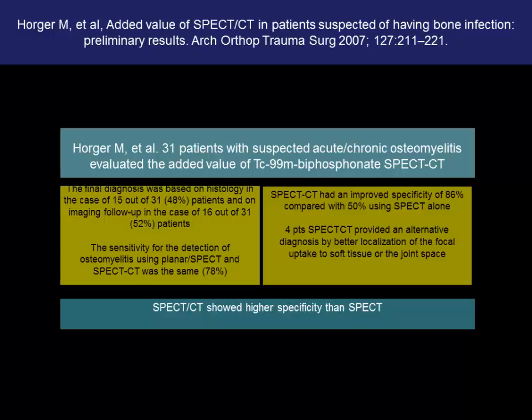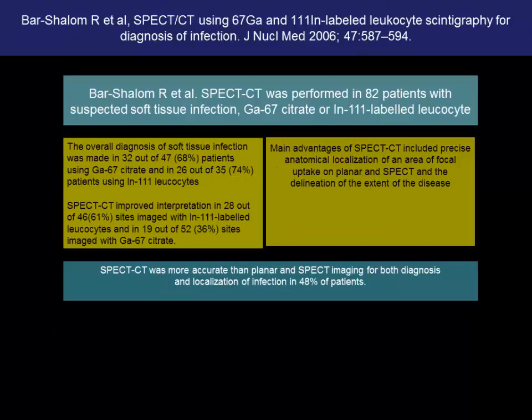And one of the major papers, and one of the first papers in SPECT-CT infection imaging, is a highly quoted paper on the role of SPECT-CT using gallium and indium labeled leukocytes, in this case for diagnosis of infection. This comes from Israel. The main advantages they described were that it is useful to assess precise localization of an area of focal uptake on the planar and SPECT, and also to assess the extent of the disease in these patients. And in fact, SPECT-CT was reported to be more accurate than planar and SPECT for both diagnosis and localization in half of their patients.